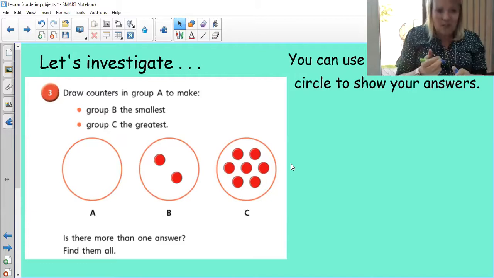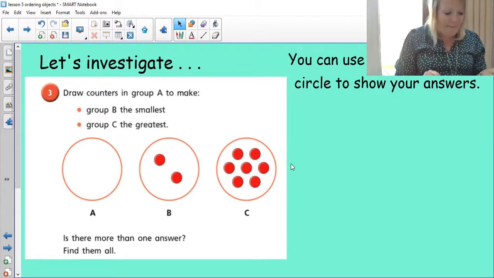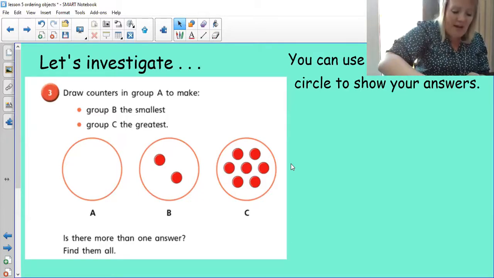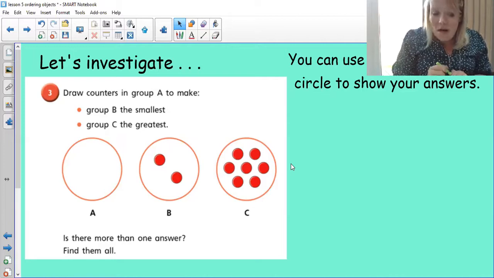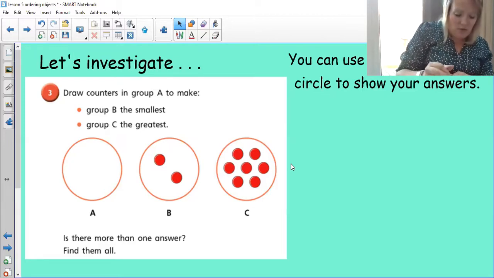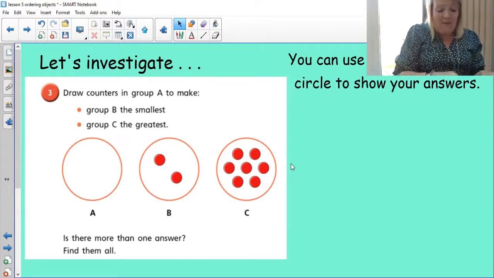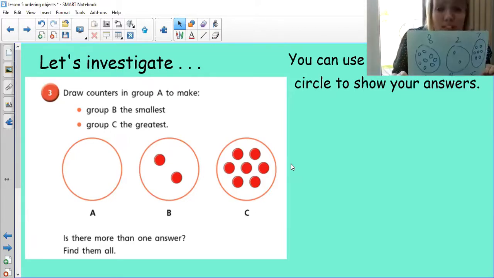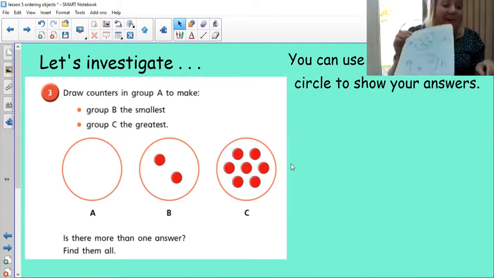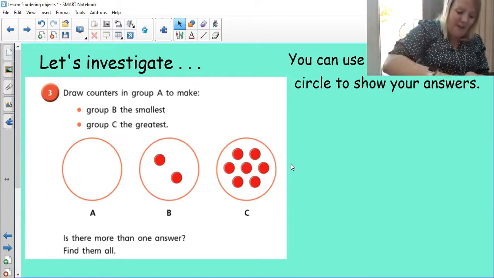Brilliant. Okay, there's lots of other possibilities. We're going to stop there. Actually, no, we're going to do one more. Somebody says eight. Let's have a try at eight. One, two, three, four, five, six, seven, eight. Would eight work? If I have eight in group A, is group B still the smallest? Yes. Why? Because two is smaller than eight. Brilliant job. Excellent. Well done.